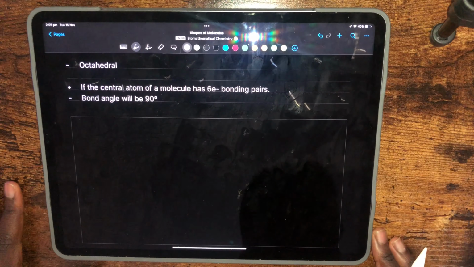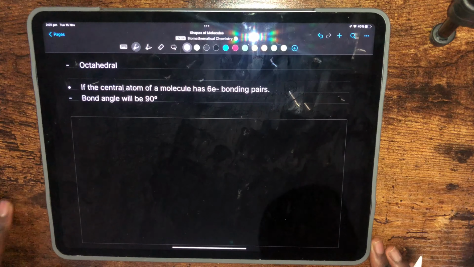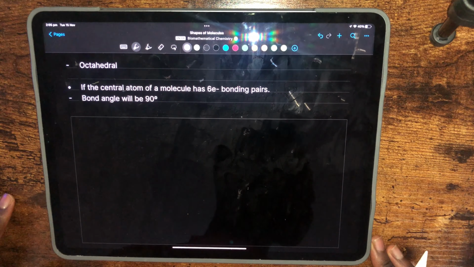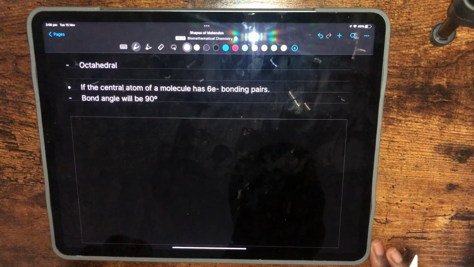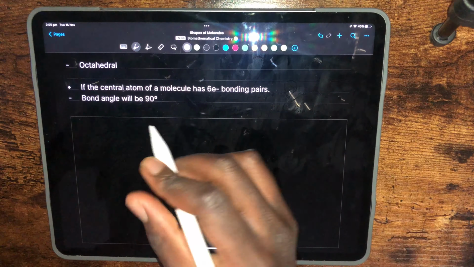Octahedral. Right, last one. The central atom of the molecule has 6 electron pairs. The bond angle will be 90 degrees. So, 6 bonding pairs and 0 lone pairs. The example I'm going to use is SCl6. So sulfur and SCl6.